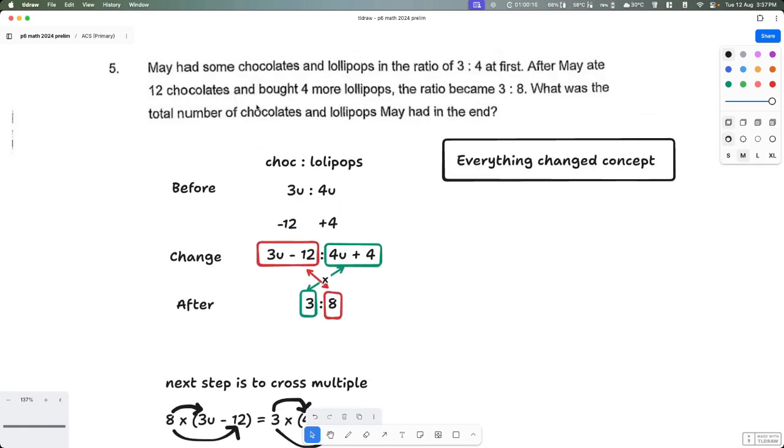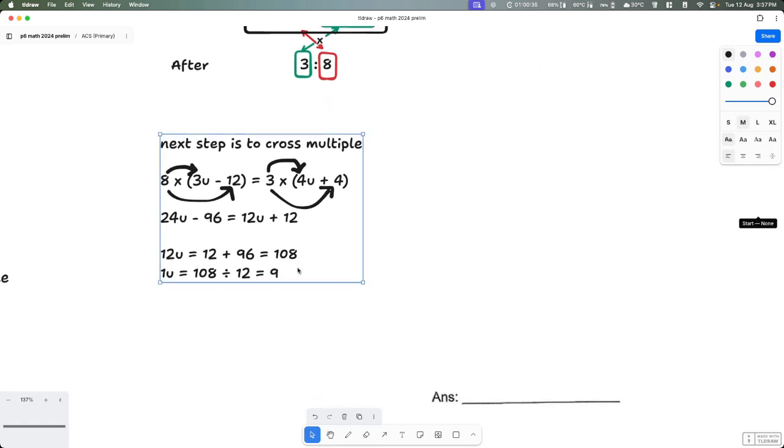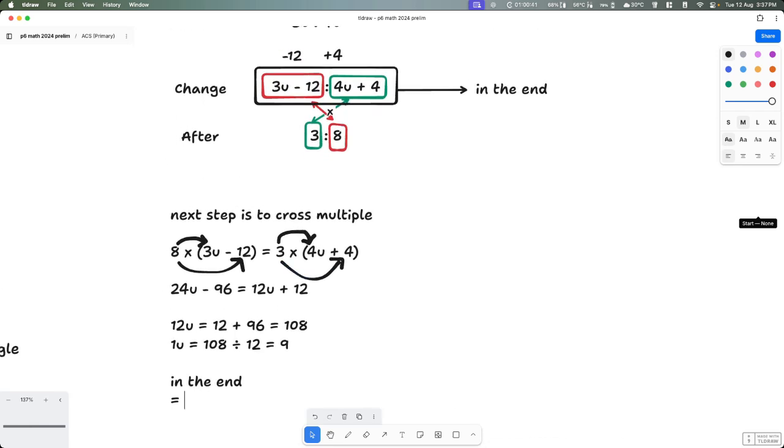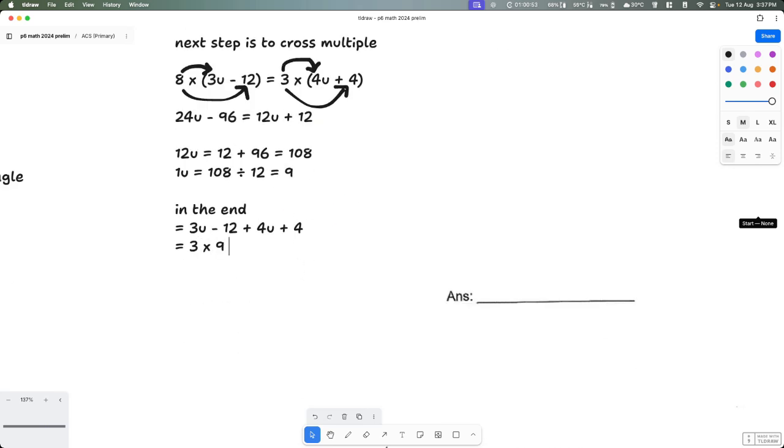The last one is we want to have the total number of chocolates and lollipops in the end. So in the end is this whole thing, let me give an arrow. This is in the end. So in the end is equal to 3 units minus 12 plus 4 units plus 4. So 3 units is 3 times 9 minus 12 plus 4 times 9 plus 4.